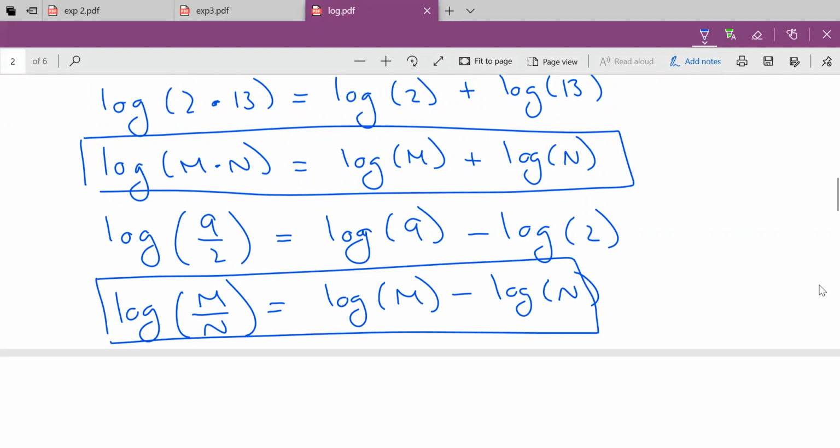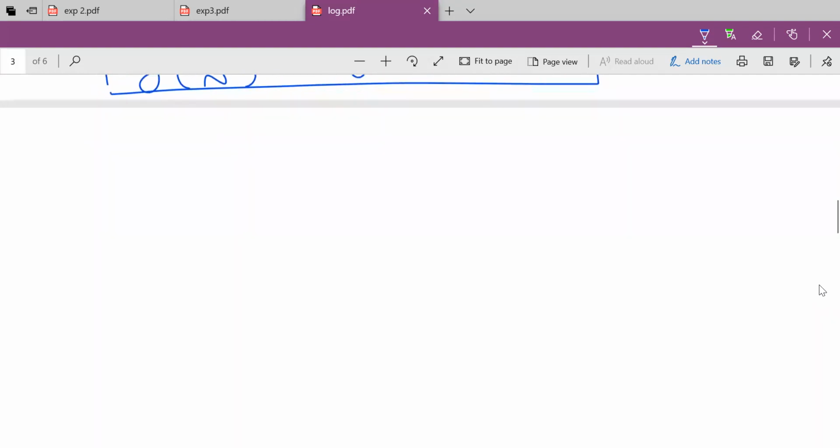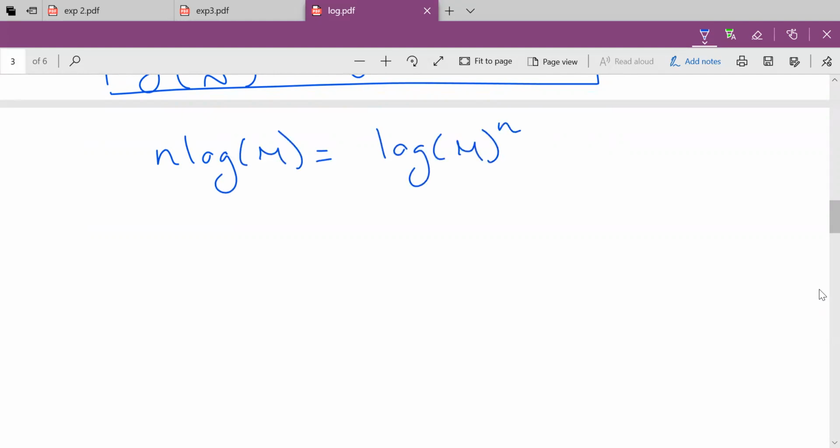Now, the third and probably most important law is this one, the one that looks like this on my formula sheet. The power law. Okay, this is a funny looking law. What the heck's going on here? Well, what this is saying is we can take a coefficient and make it an exponent. What? Where does that come from?